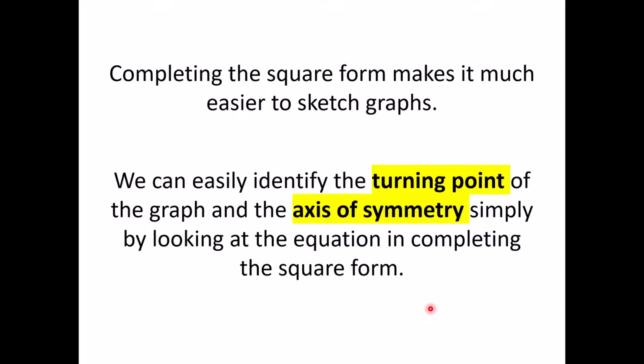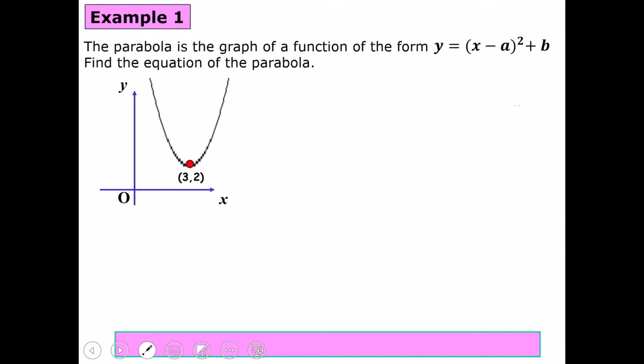So if you have an equation that we're trying to sketch a graph for, by putting it into completing the square form, it makes it much easier to sketch these graphs because we can easily identify the turning point and the axis of symmetry. So let's look at this first example. The parabola is the graph of the function in the form y equals x minus a all squared plus b. Find the equation of the parabola.